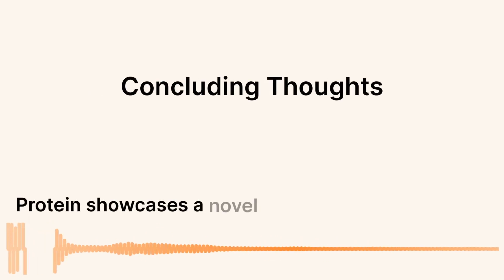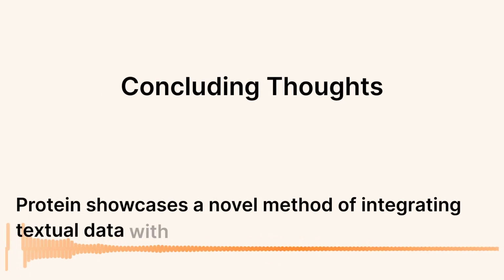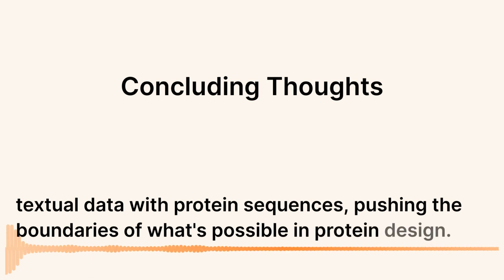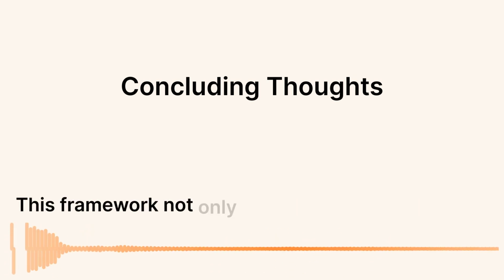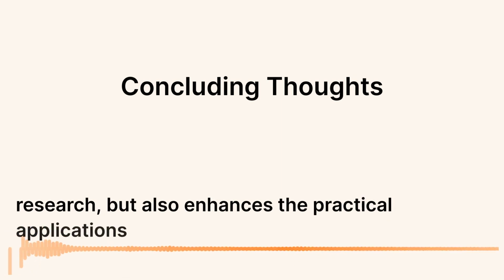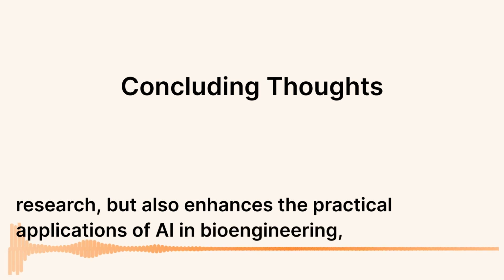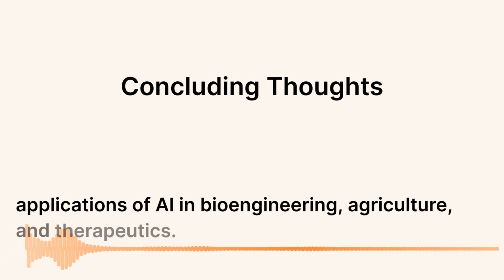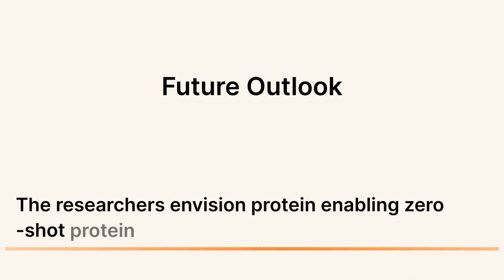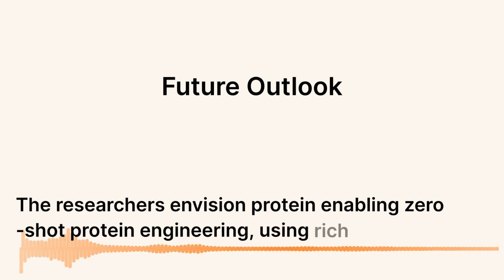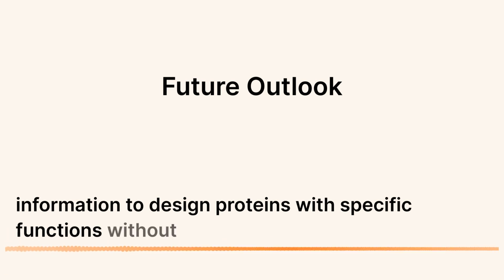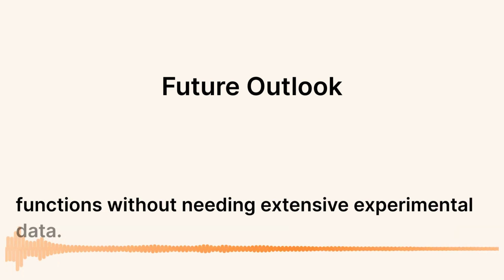ProteinDT showcases a novel method of integrating textual data with protein sequences, pushing the boundaries of what's possible in protein design. This framework not only opens new avenues for research, but also enhances the practical applications of AI in bioengineering, agriculture, and therapeutics. The researchers envision ProteinDT enabling zero-shot protein engineering, using rich textual information to design proteins with specific functions without needing extensive experimental data.